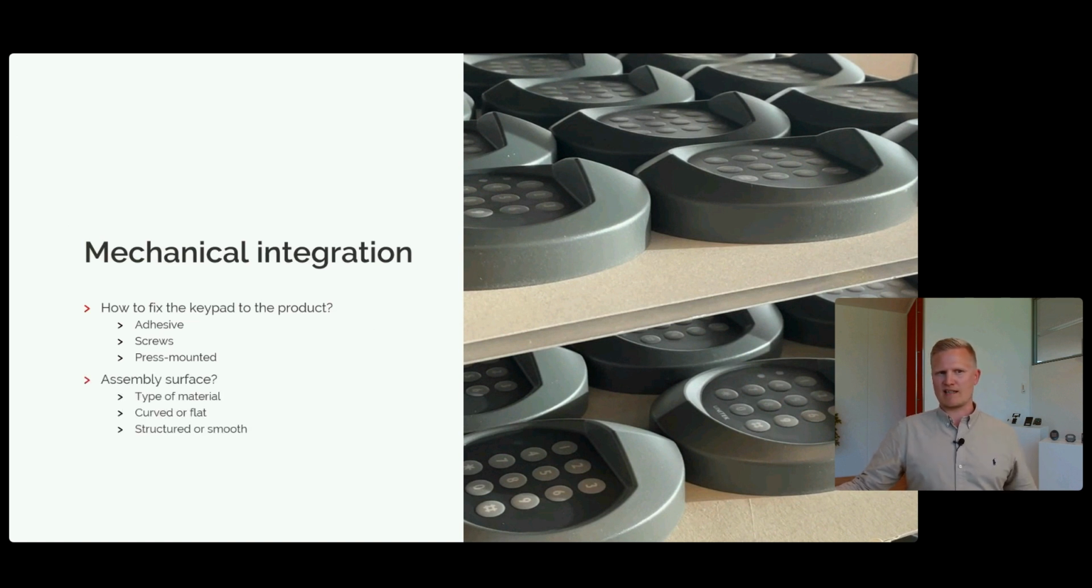And also looking at the surface, what type of material are we going to fixate it onto? Is it curved? Is it flat? Is it structured or smooth? You need a different adhesive for low surface energy plastics and another for high surface energy metals. There are a lot of questions to consider here.